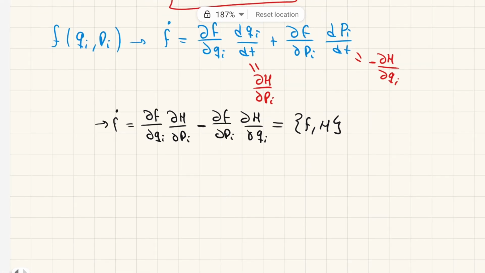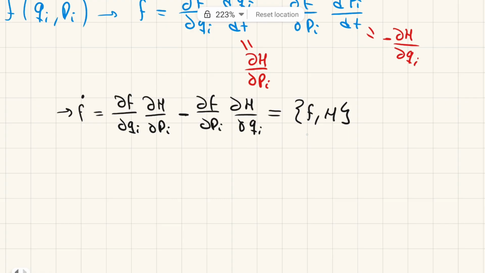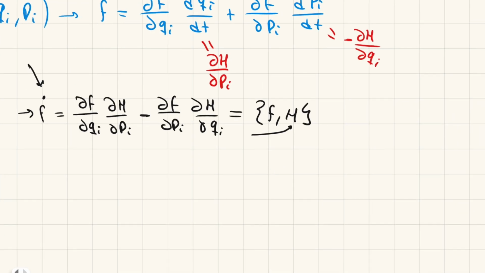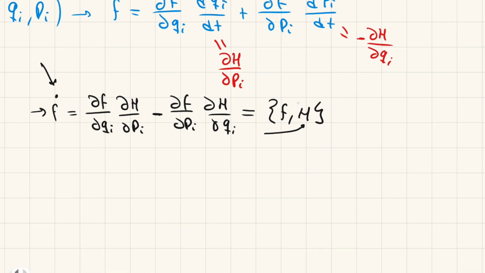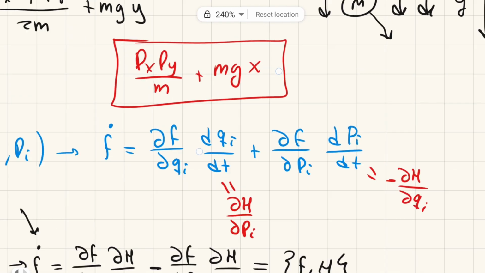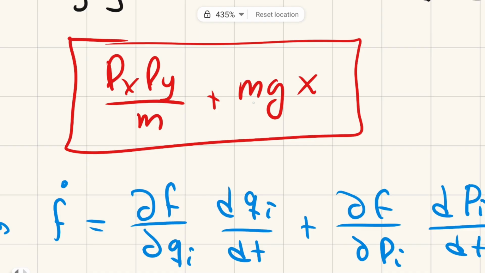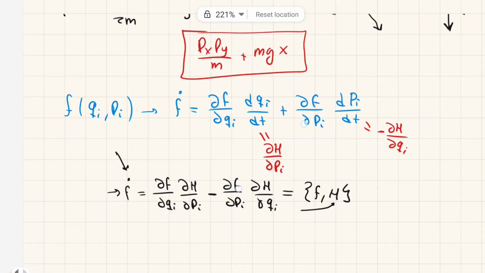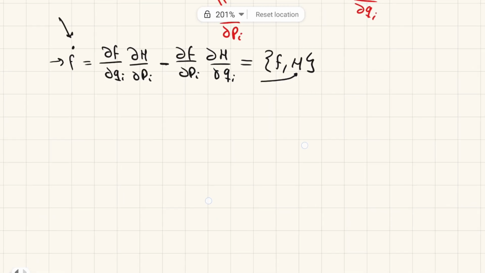So this means that the Poisson bracket with the Hamiltonian allows us to calculate the derivative with respect to time of a function f. That means that if the Poisson bracket of the function with h is equal to 0, then that function is a constant of motion, because the derivative with respect to time of the function is equal to 0. So what we are going to do is calculate the Poisson bracket of this quantity with the Hamiltonian h, and then we are going to see that it is equal to 0.